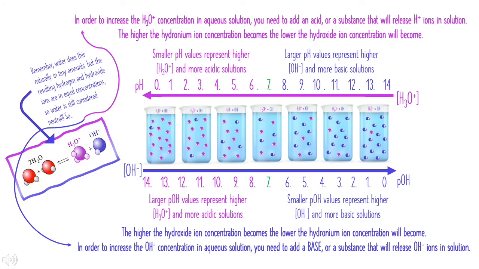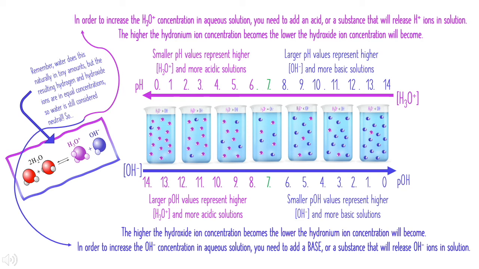Okay, with this last slide, we're just going to go ahead and recap all of the ideas that we've talked about in this video. And we're going to start over here with a little equation that shows water ionizing. So remember that water is going to naturally ionize into hydroxide and hydrogen ions, or hydronium ions, in very small amounts. But these ions, when they're created after these water molecules dissociate, are going to exist in equal concentrations. And so that's why we still consider water to be neutral.